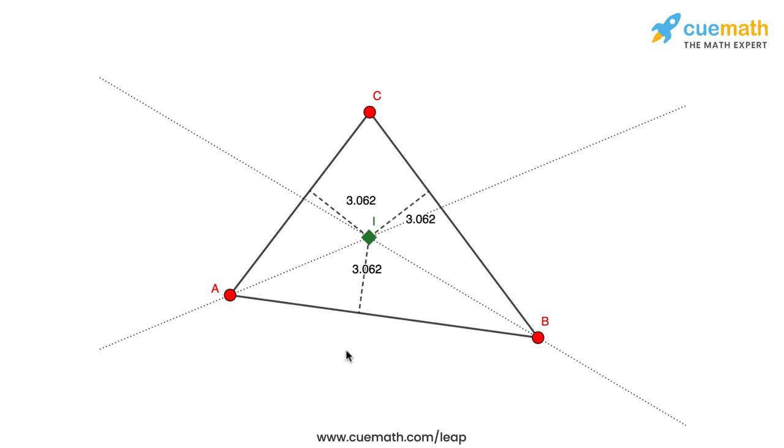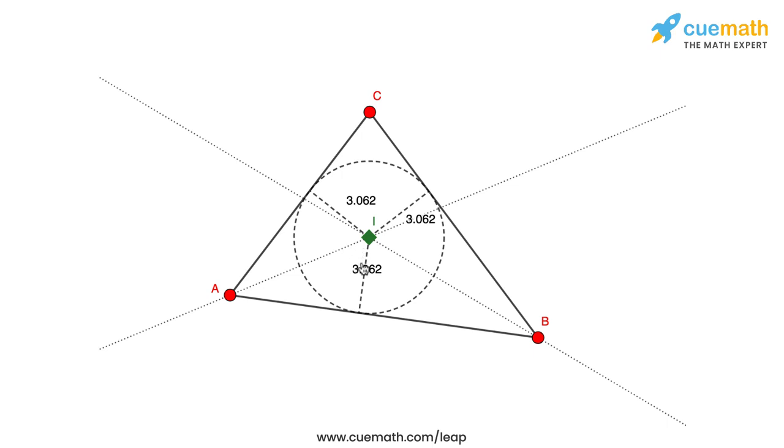So this is the point that we were trying to find, the point that is equidistant from all the three sides. And now because it is equidistant from the three sides, if we take I as center and any of these three perpendicular segments as radius, and draw a circle, we can see that that circle touches all the three sides of the triangle from the inside. So this circle is called the incircle of the triangle, and this point I is called the incenter.